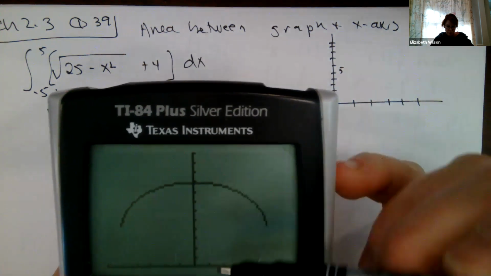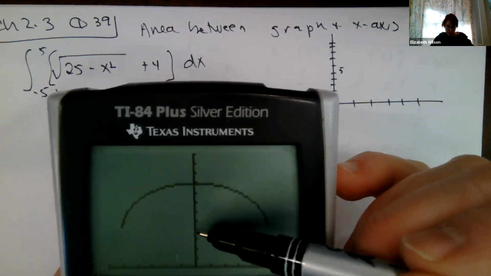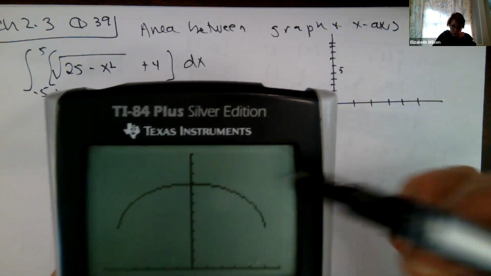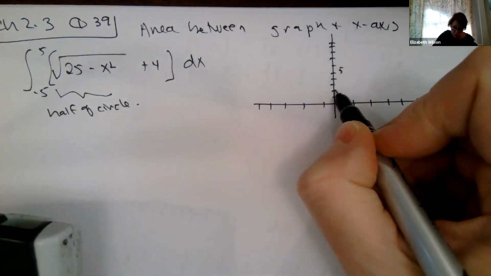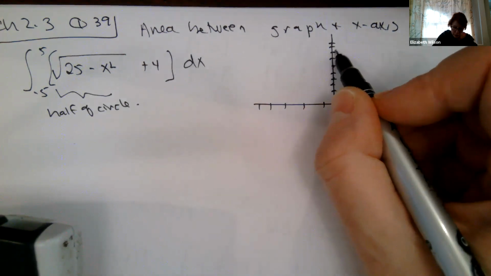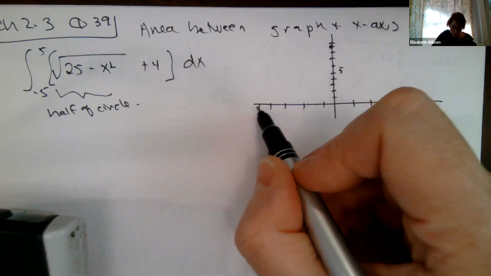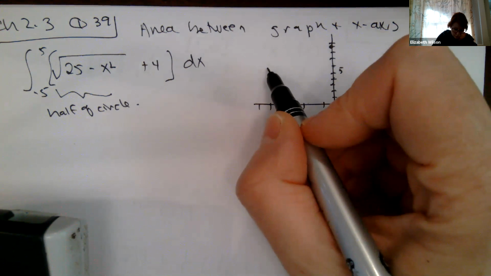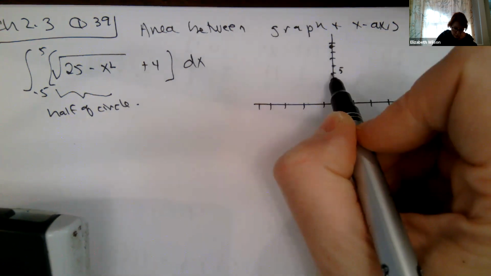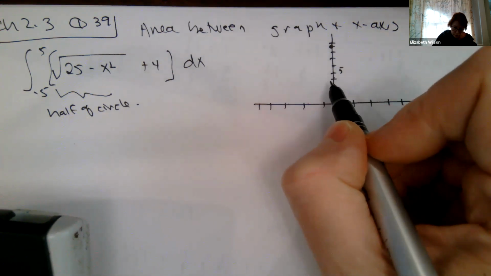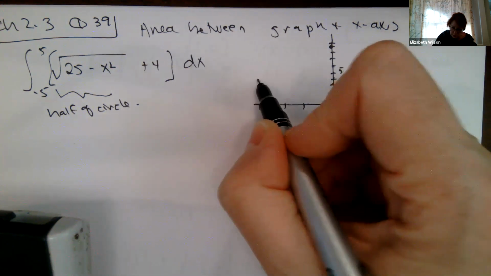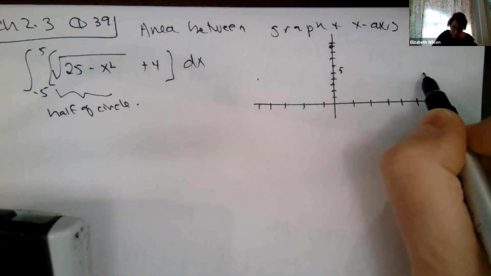Okay, so we're up to 1, 2, 3, 4, 5, 6, 7, 8, 9. So this is 1, 2, 3, 4, 5, 6, 7, 8, 9. And we're going out to 5. 1, 2, 3, 4, 5. So it comes down to, let's see, 2, 2, 4 to here, 2, 2, 4 to here.